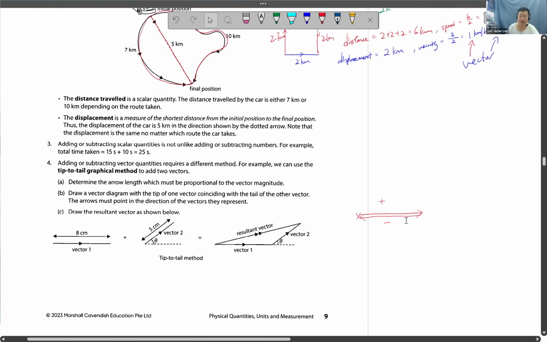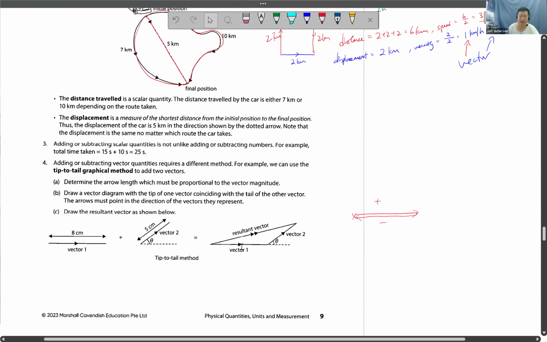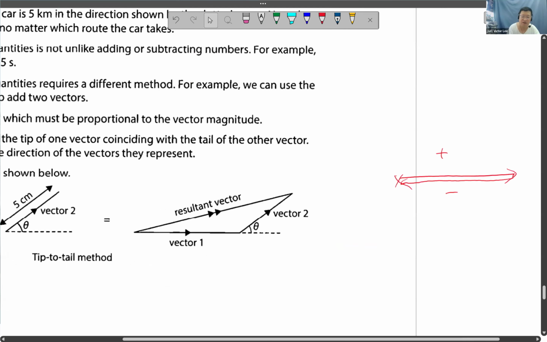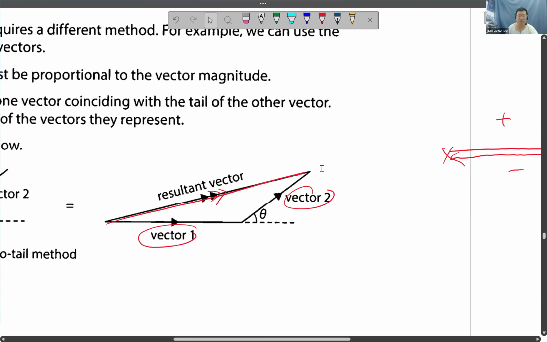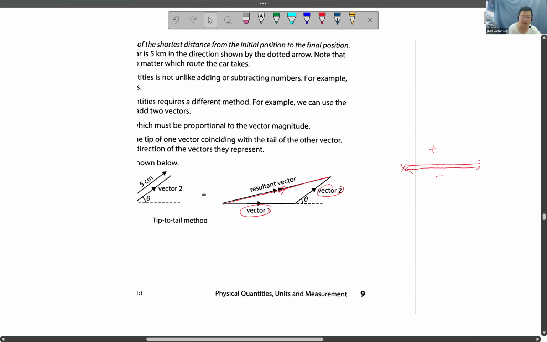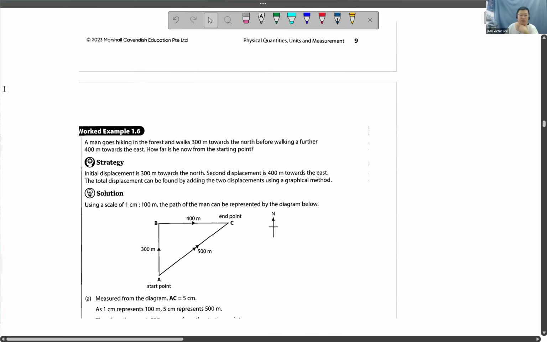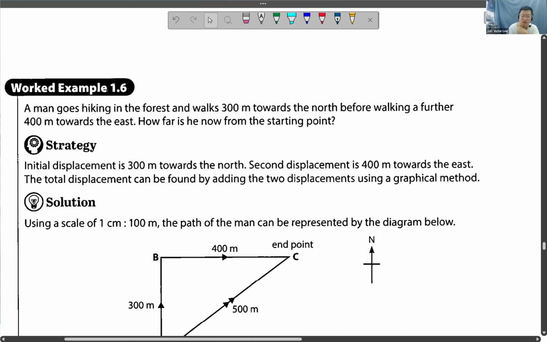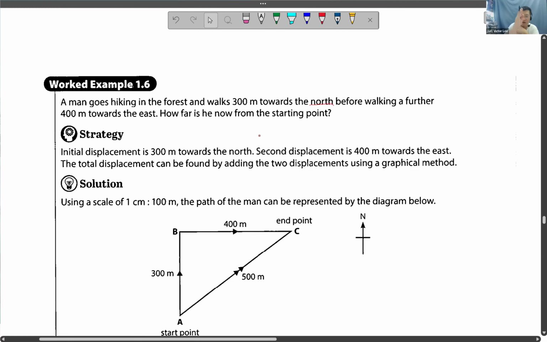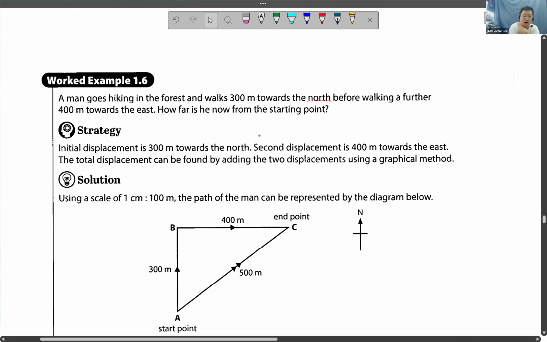So if the vectors are not parallel, with directions like that, then you can do vector addition. For example, if the person moves like that and then moves like this, the final overall is here. The resultant is here, from one tip to the end. Okay, the vector addition. Let's try this question here. A man goes hiking in the forest and walks 300 meters towards the north. So you draw 300 meters to the north and a further 400 to the east.